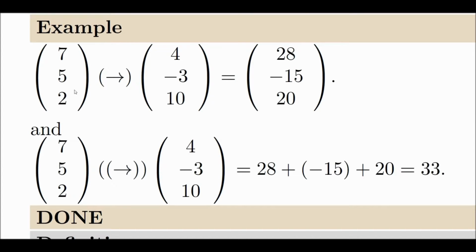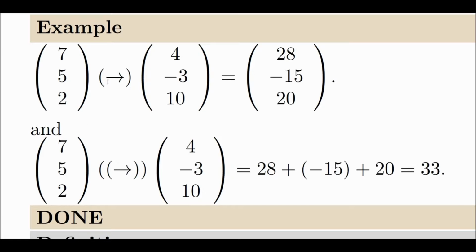Here's an example. So if I take this column and I want to slam it into that column, I'll just multiply straight across. So this will be 28, this will be negative 15, and this will be 20. So you get this new column. If I put two sets of parentheses here, then you add the results of this column. So this will be 28 plus negative 15 plus 20, and that'll be 33.